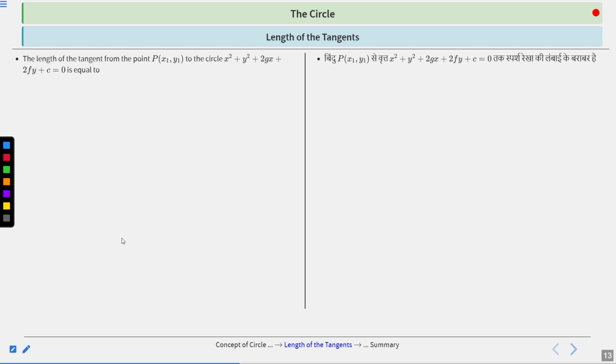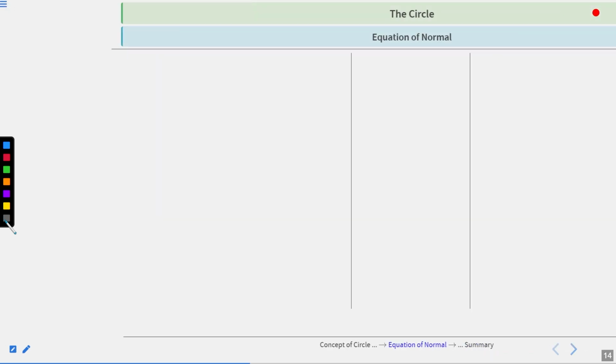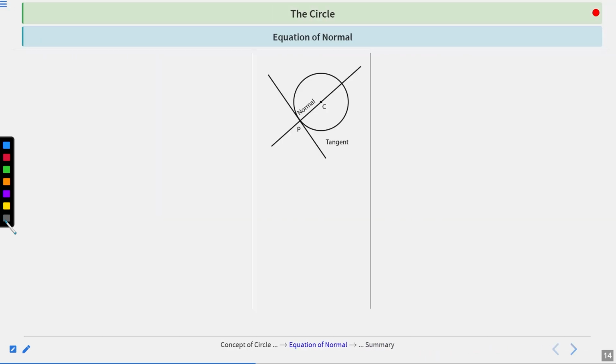Now, let us find the length of the tangents. The length of the tangent from point P(x1, y1) to the circle x square plus y square plus 2gx plus 2fy plus c equal to 0 is root over x1 square plus y1 square plus 2g x1 plus 2f y1 plus c, which is equal to root over S1, right? Got it?